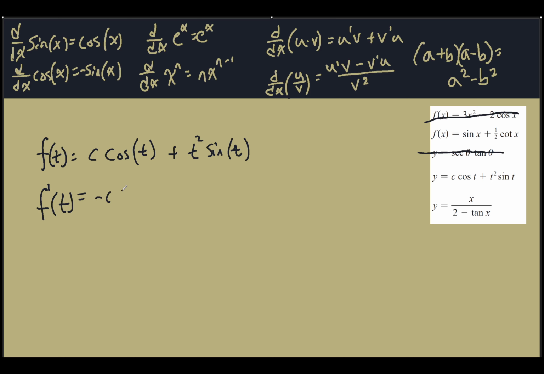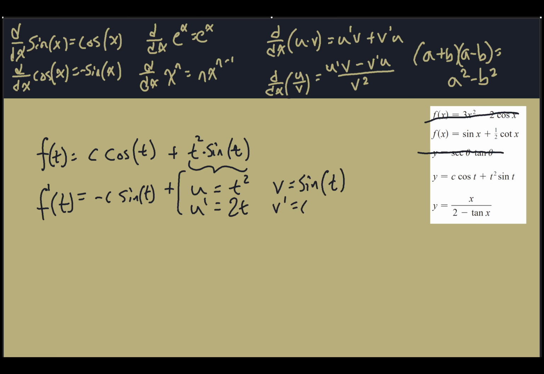So that'll be negative c sine t plus, we have a problem here because these are two different t functions that are multiplied, and our product rule says u prime v plus v prime u. Are you getting tired of it yet? I hope not. What's our u value? Our u value is t squared. So our u prime is going to be 2t. What's our v? Sine of t. What's our v prime? Cosine of t.